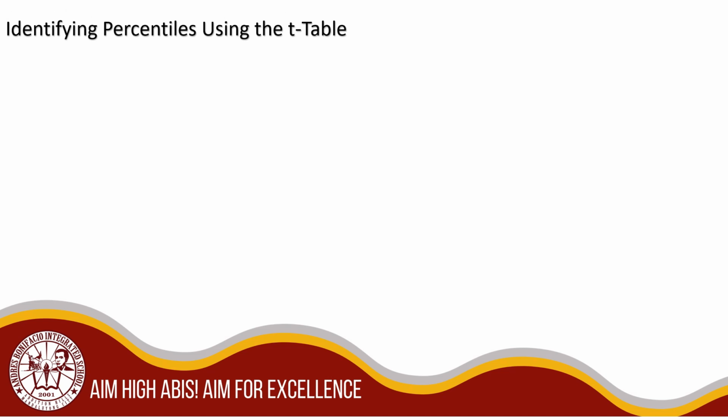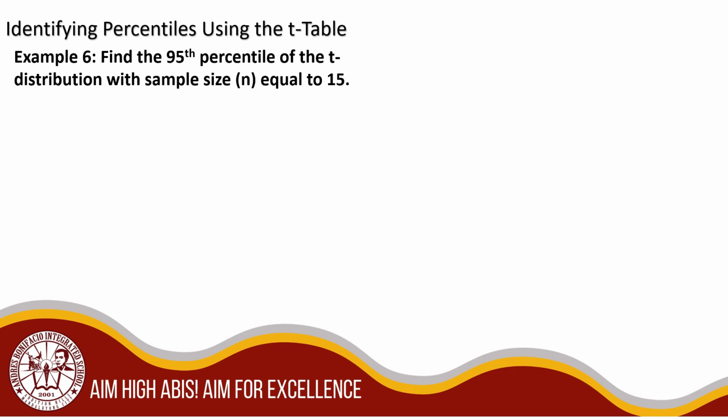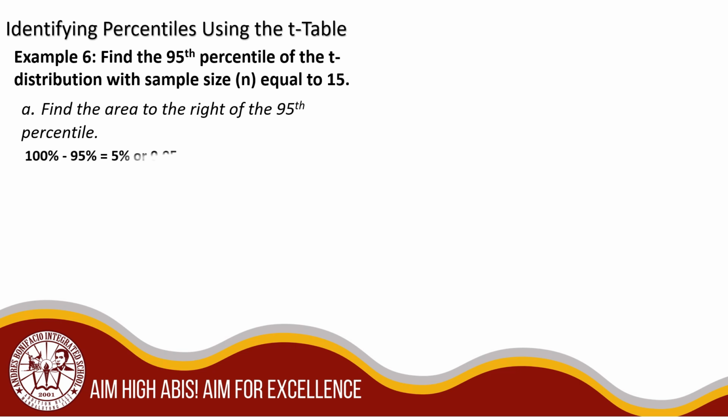This time, we're going to identify percentiles using the t-table. So, example number 6, find the 95th percentile of the t-distribution with sample size n equal to 15. So, anong unang gagawin natin? Find the area to the right of the 95th percentile. So, how are we going to do that? We all know that the area under the normal curve is 1 or 100%. So, we just have to subtract 95 from 100. So 100% minus 95% is equal to 5%, or converted to decimal, that is 0.05.